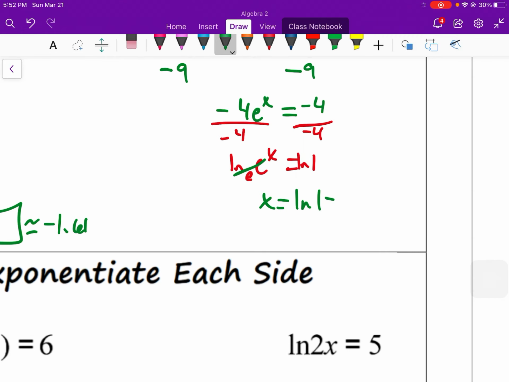Look at that. Because when we substitute x for 0 right here, we would get e to the 0 equals 1. And that's true. Anything to the 0th power is 1 besides 0.